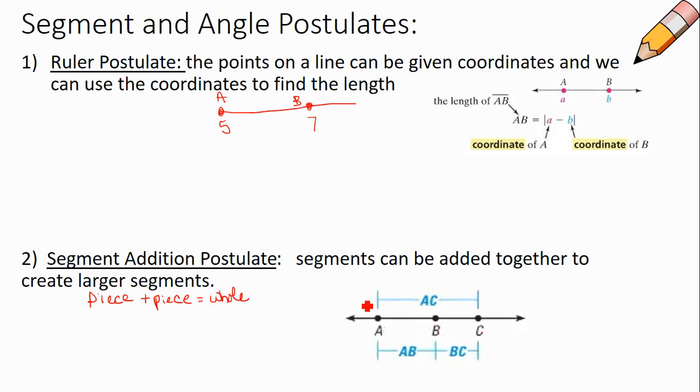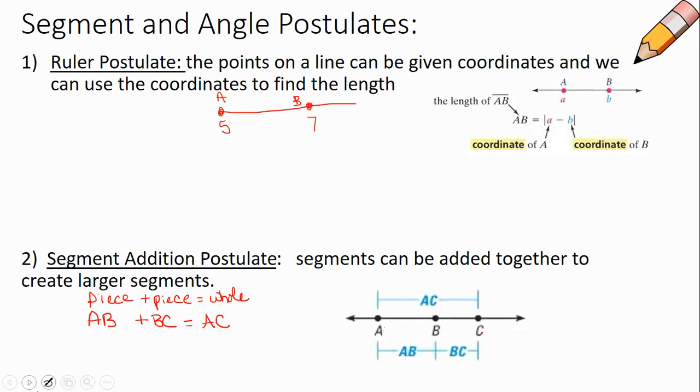Or in other words, using the letters on our diagram, the distance from A to B plus the distance from B to C will be equal to the distance from A to C. That's what the Segment Addition Postulate says, that segments can be added together to create larger segments. And again, remember, these are postulates. Nobody had to write a formal argument as to why they were true. We assume that that's okay and we'll go with that.